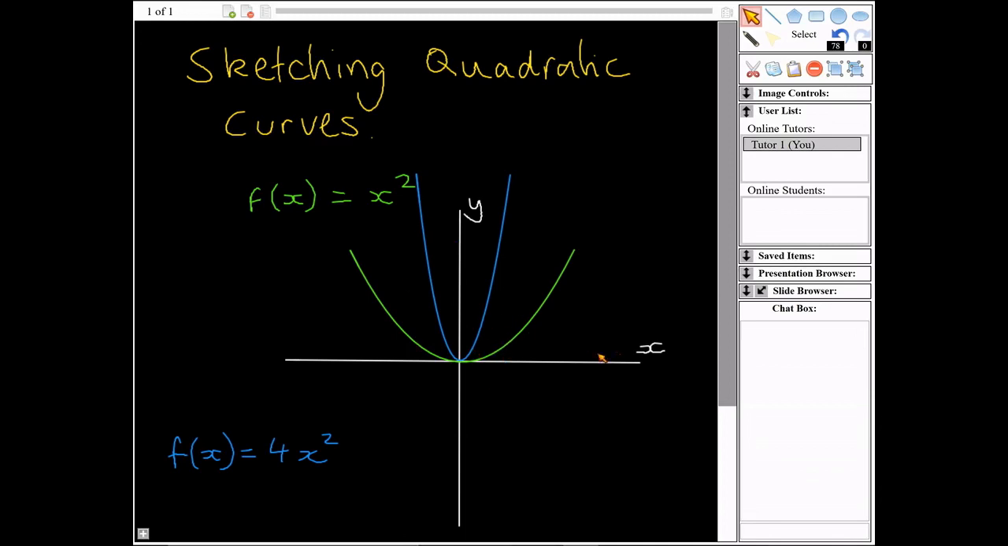So you don't need to put details or numbers on, just intersection points, but the idea is that the curve would be much, much thinner and much, much taller. So we get a stretch like so.